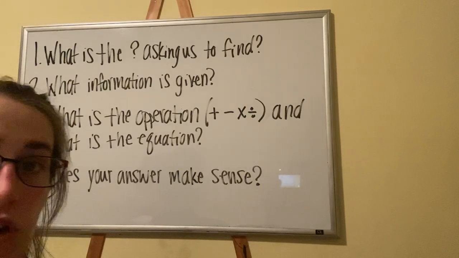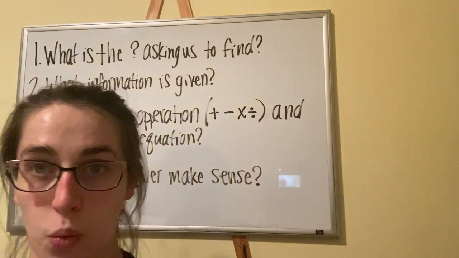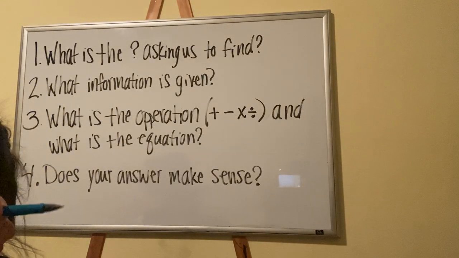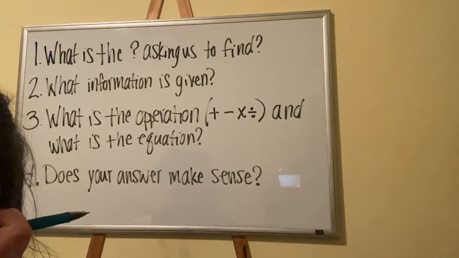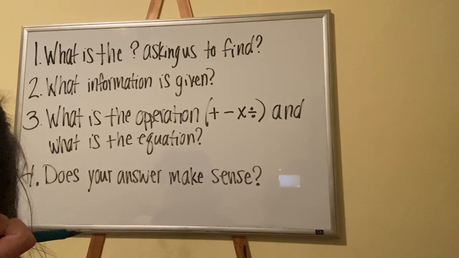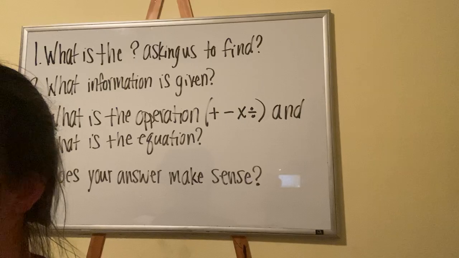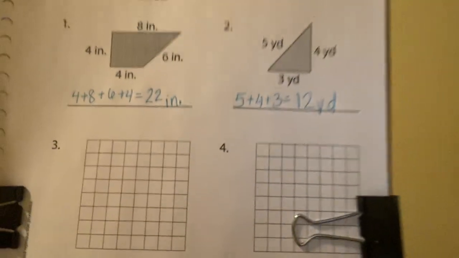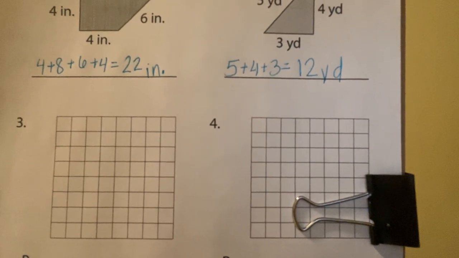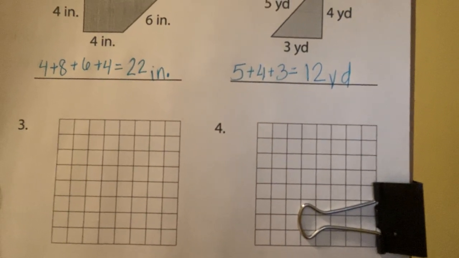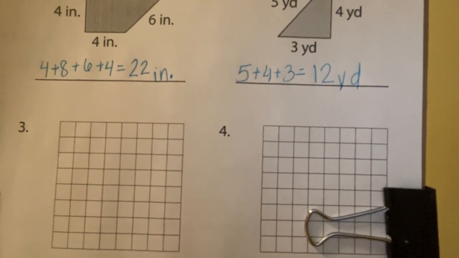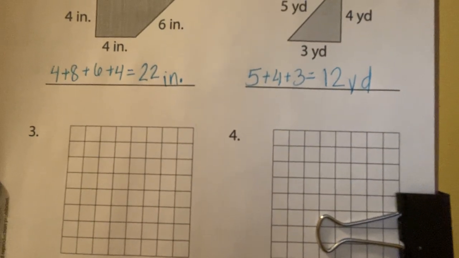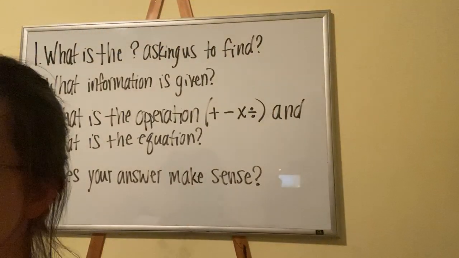Okay, the first question asks us to find what? The first question is asking you to find the perimeter of the mat. Okay, so look at number three on perimeter and area. This page right here, you're gonna look at number three. Okay, you are going to be using this grid to picture, so make a picture of Elizabeth's welcome mat. How many units long is each side of the mat?